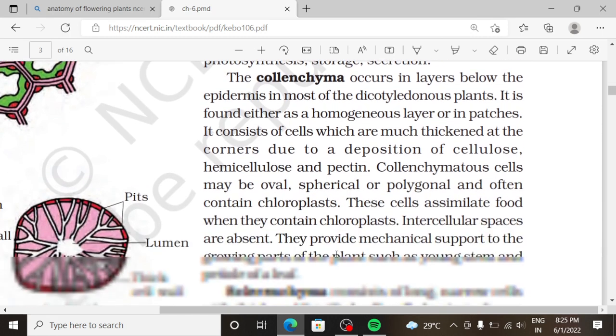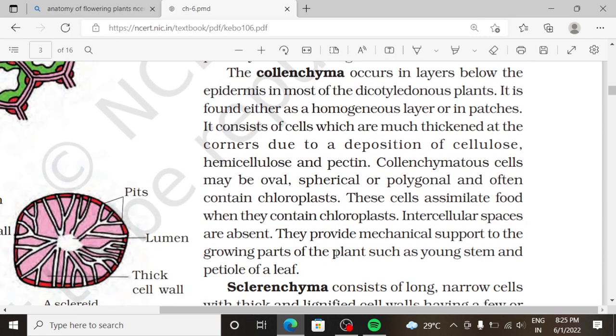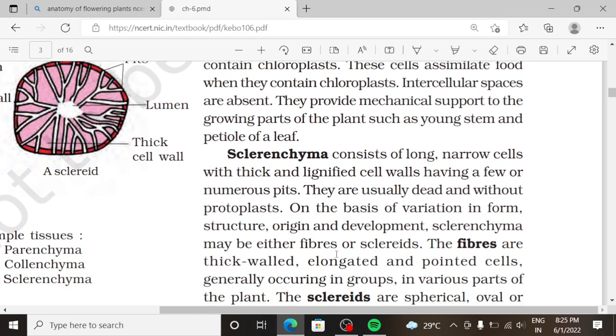The collenchyma occurs in layers below the epidermis in most of the dicotyledonous plants. It is found either as a homogeneous layer or in patches. It consists of cells which are much thickened at corners due to a deposition of cellulose, hemicellulose and pectin. Collenchymatous cells may be oval, spherical or polygonal and often contain chloroplasts. These cells assimilate food when they contain chloroplasts. Intercellular spaces are absent. They provide mechanical support to the growing parts of the plant, such as young stem and petiole of a leaf.